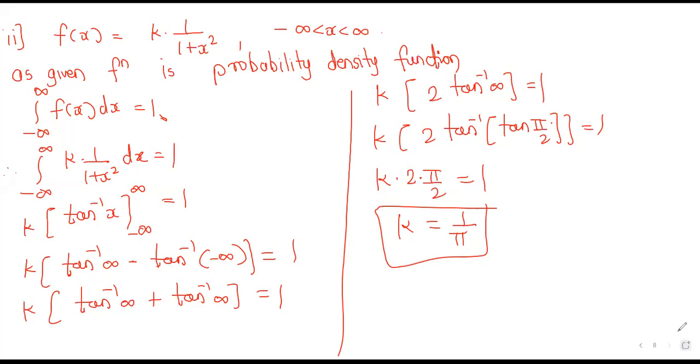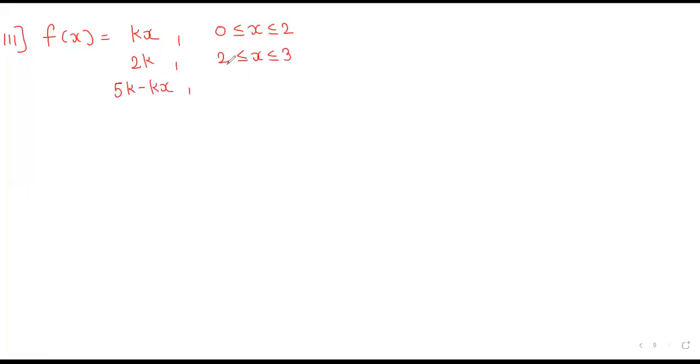Let's see an example. Last example of this type. So f of x is equal to kx for 0 is less than or equal to x less than or equal to 2. f of x is equal to 2k for 2 is less than or equal to x less than or equal to 3. And f of x is equal to 5k minus kx for 3 is less than or equal to x less than or equal to 4.